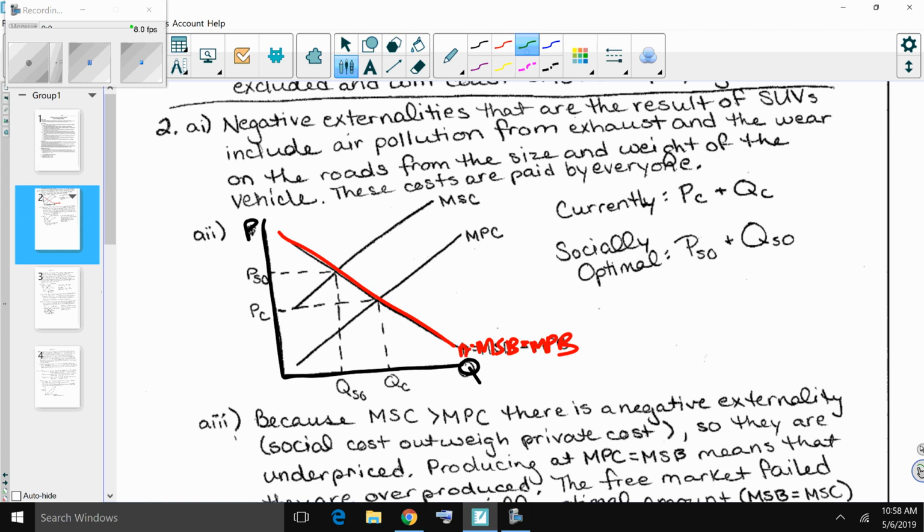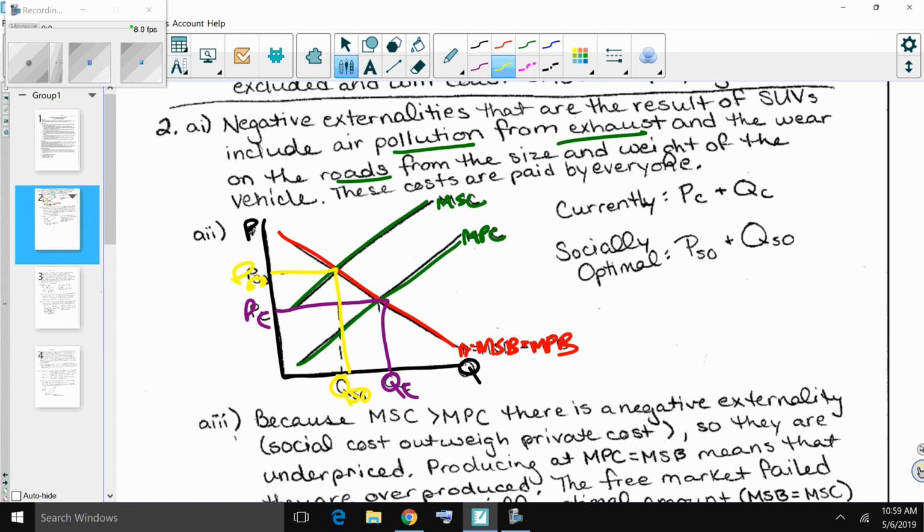And up here I have my two different costs. First I have my private cost. This is the cost to the SUV purchaser and producer, the consumer and producer of the SUV. And then here I have my MSC, my cost to society. If I were to factor in that pollution, and include the road conditions, our social cost would be much higher. Okay? So currently our current price and quantity would be here, and our socially optimal price and quantity would be here. I put SO for socially optimal.